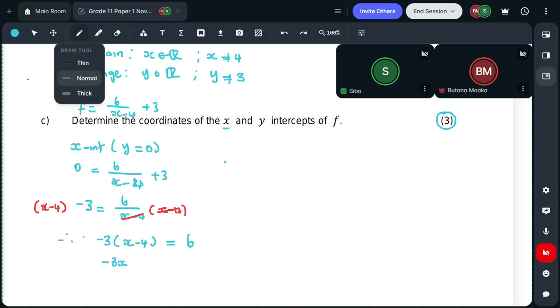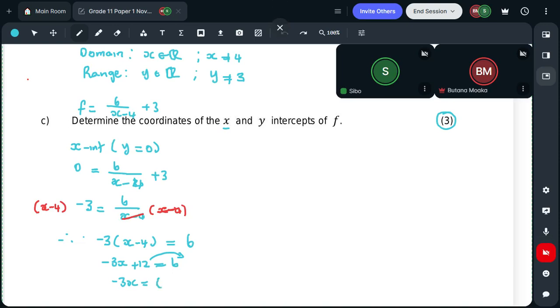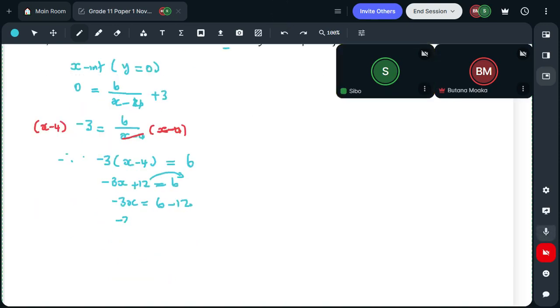Yes. So what I'm trying to say is that let's write this as positive 12 is equal to 6. Then minus 3x will be, the 12 comes to the other side, and that will be 6 minus 12. So this will give me minus 3x to be minus 6. Divide both sides by minus 3. This gives us the value of x to be positive 2. So this is the x intercept, which is 2 and 0.